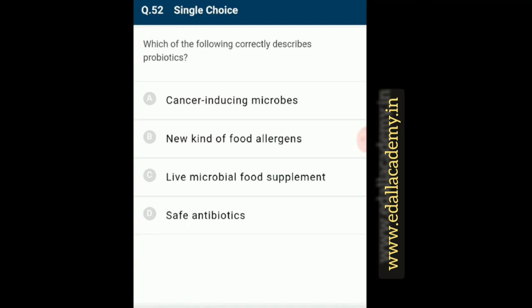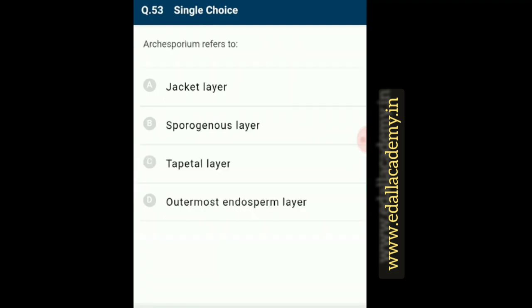Probiotics are generally sold as food rather than medicines, thus they do not undergo the stringent process of regulation and development of medicines. So the answer is option C, live microbial food supplements. Question number 53. Orchisporium refers to.